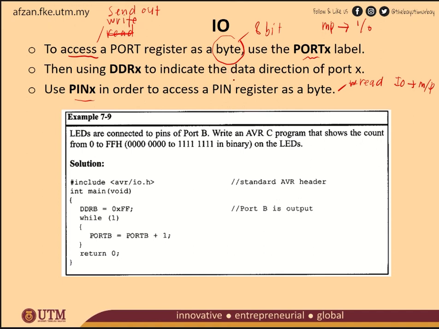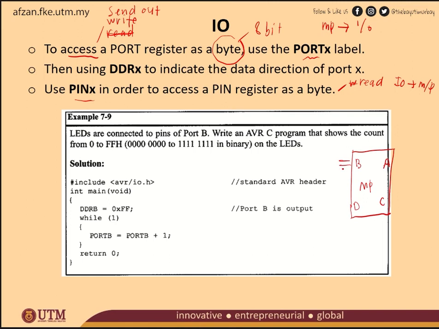So let's look at this example here. LEDs are connected to pins of port B. You are going to write an AVR C program that shows the count from 0 to FF on the LEDs. Firstly, you draw. This is your microprocessor, you know that this is port A, port B, port C, and this is your port D. Now the LEDs, usually 8-bit LEDs, are connected to your port B.